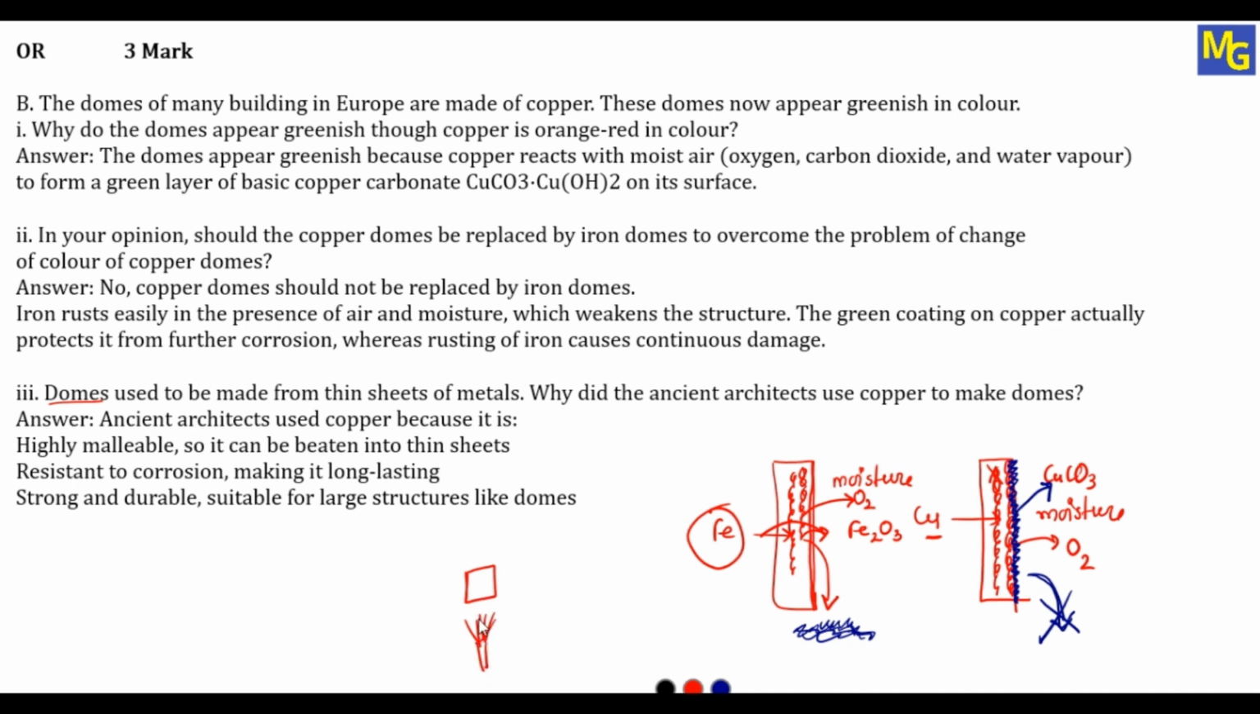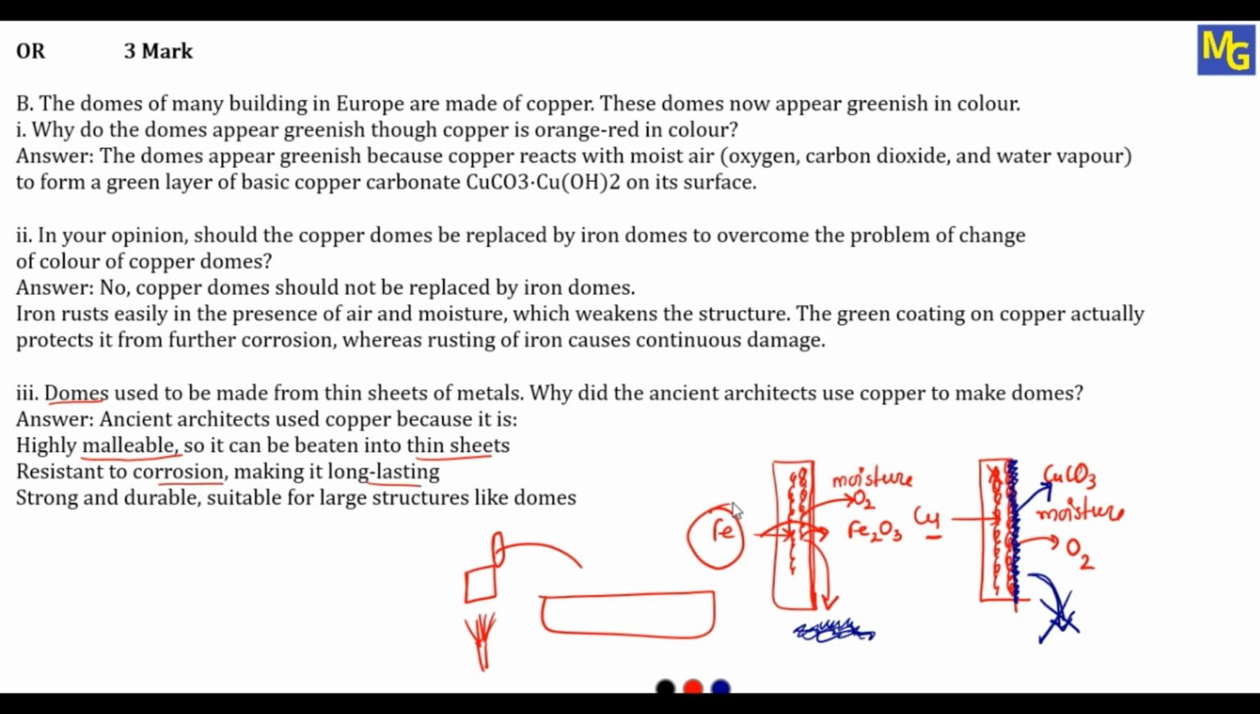And after heating this, when the metal gets soft, you have to beat this metal, and by beating you convert these metals into thin sheets, and this property is called malleability. And copper is highly malleable, it can be easily converted into thin sheets by beating. Therefore this is one of the important properties for which copper is used to prepare domes. Second is resistant to corrosion, making it long lasting.